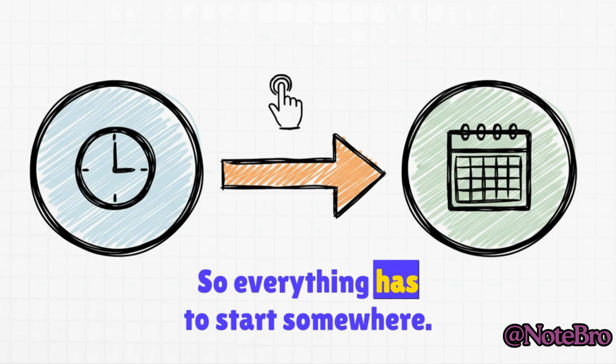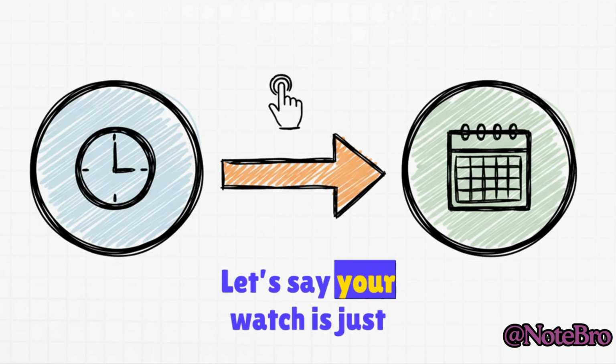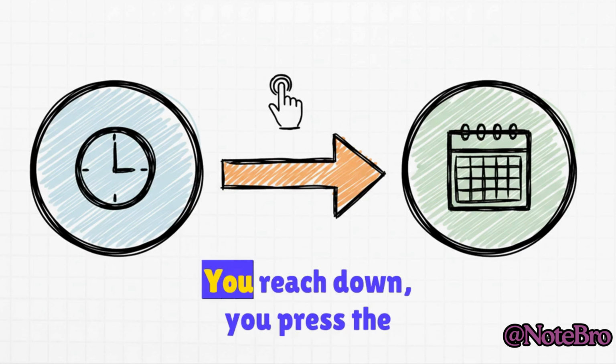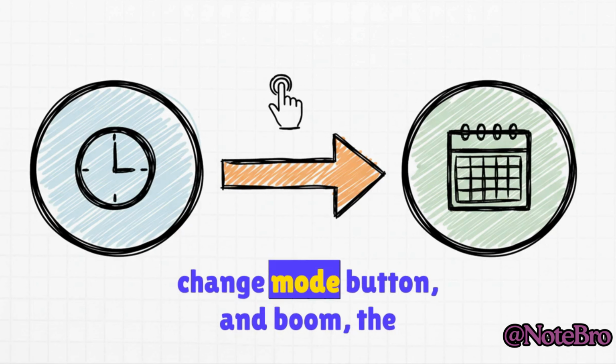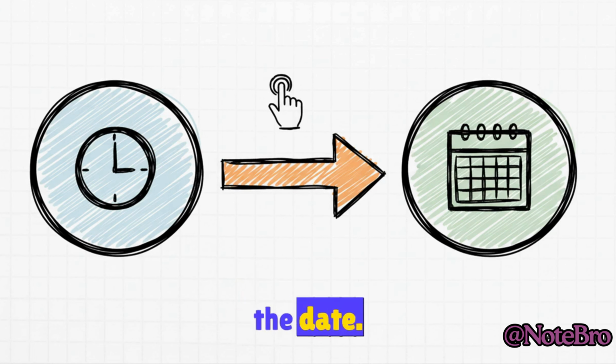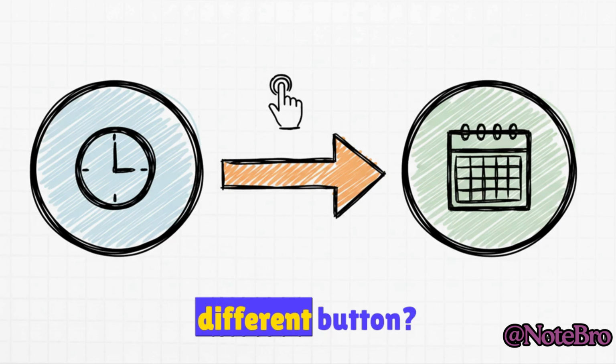Okay, so everything has to start somewhere. Let's say your watch is just in its normal default state. It's showing you the time. You reach down, you press the change mode button, and boom, the display instantly switches over to show the date. Simple action, clear change.